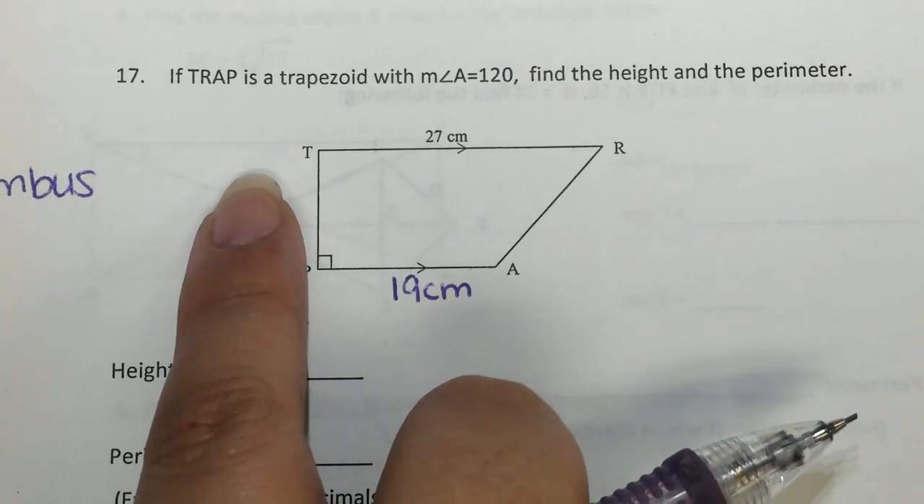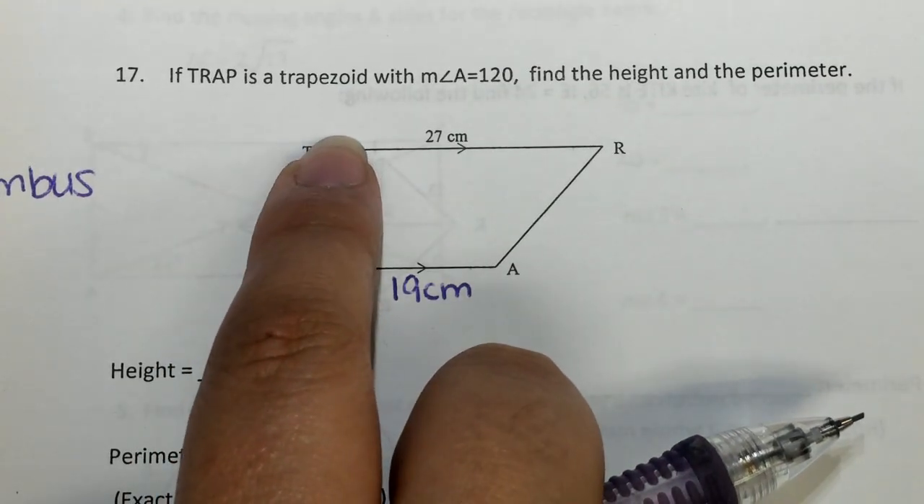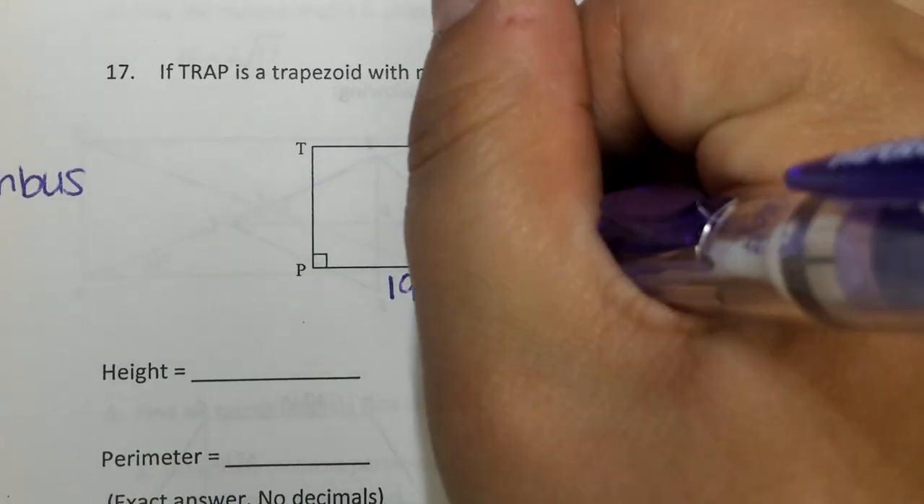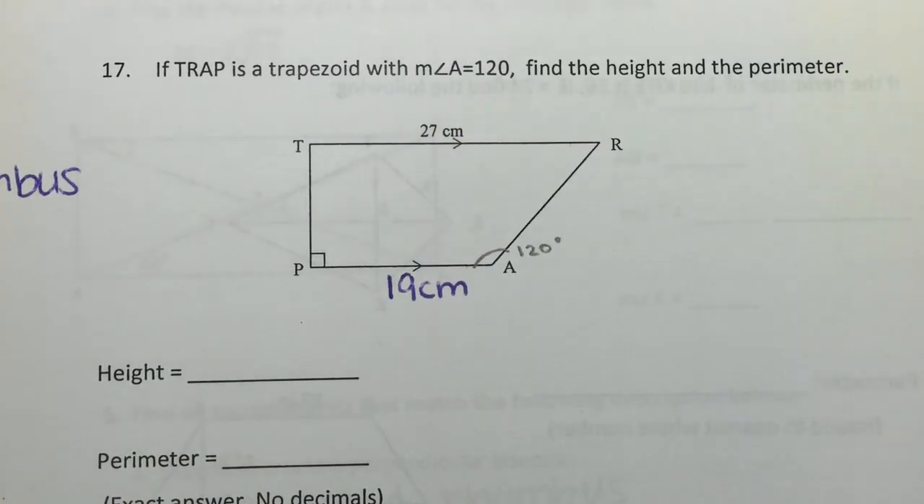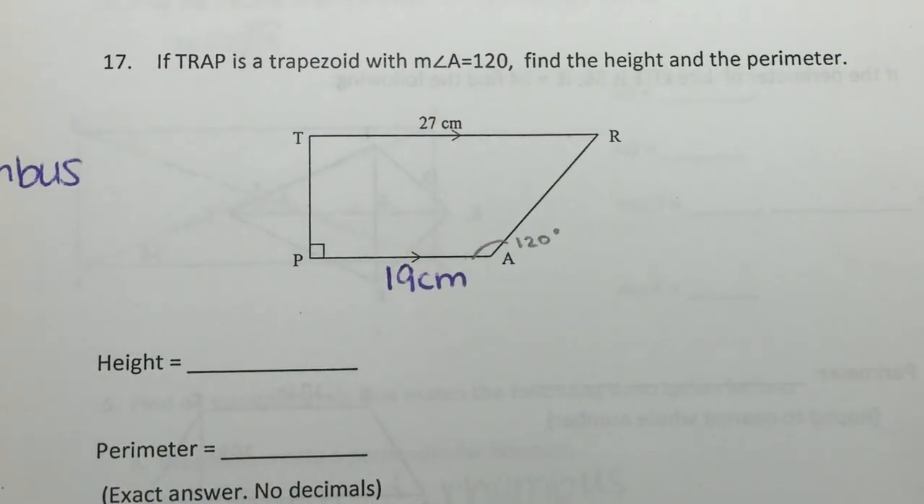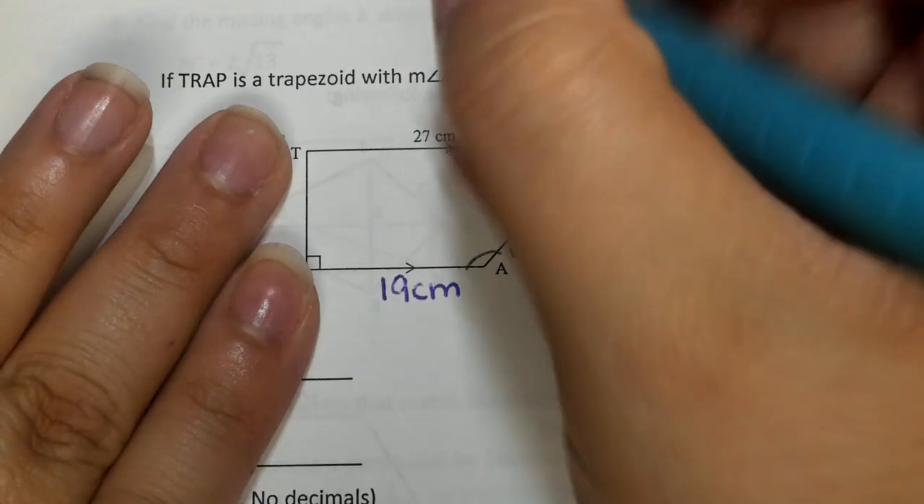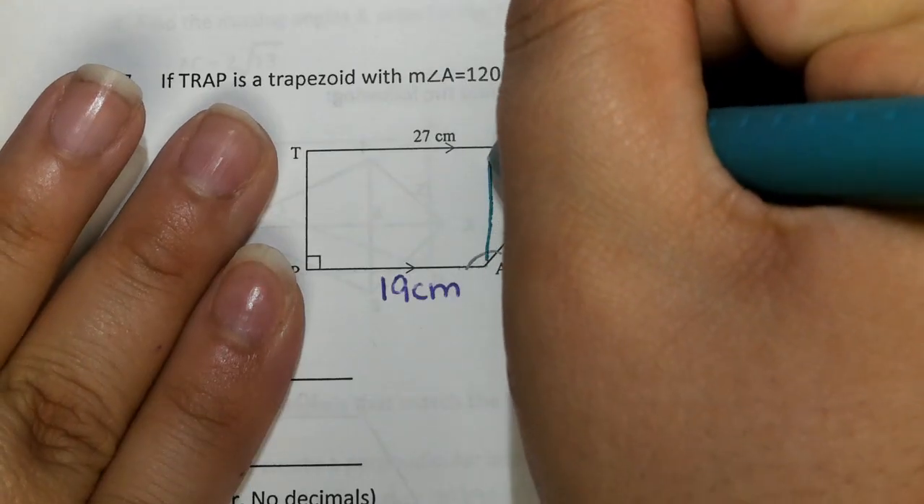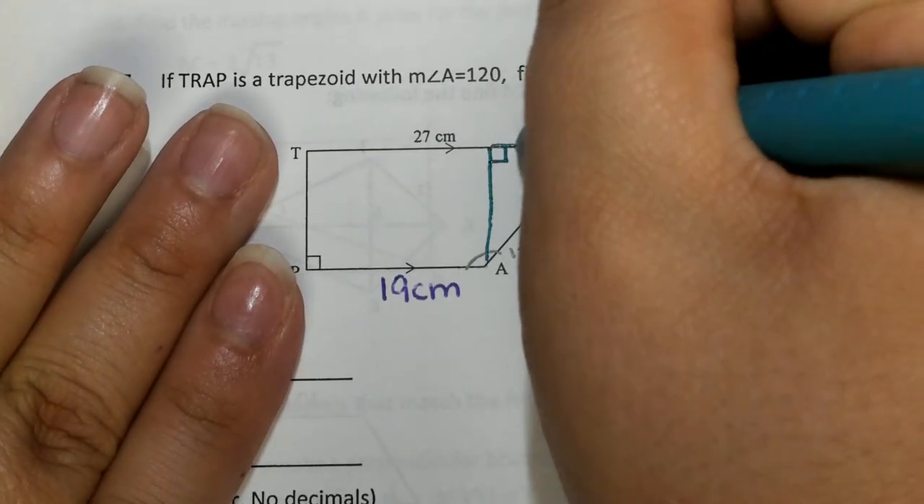All right, the question says, if TARP is a trapezoid and angle A is 120 degrees, find the height and the perimeter. How do I do this? Why would I subtract 19 from 27? The little part. What little part? The triangle part. Where's their triangle? Make a line from the point. When in doubt, draw a triangle. Y'all are right. I'm just teasing y'all.